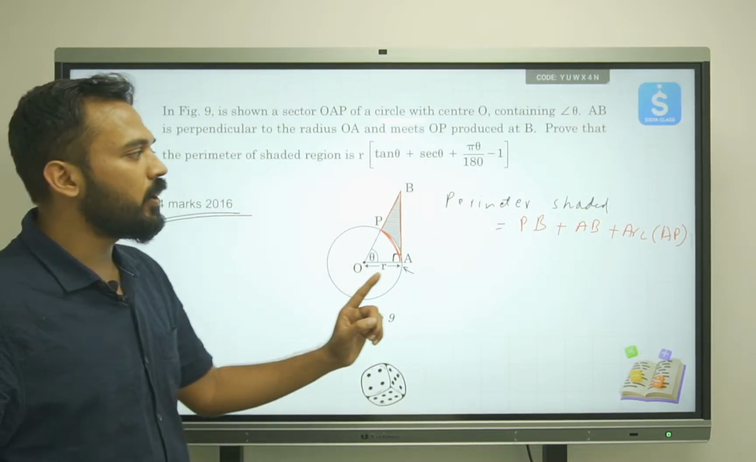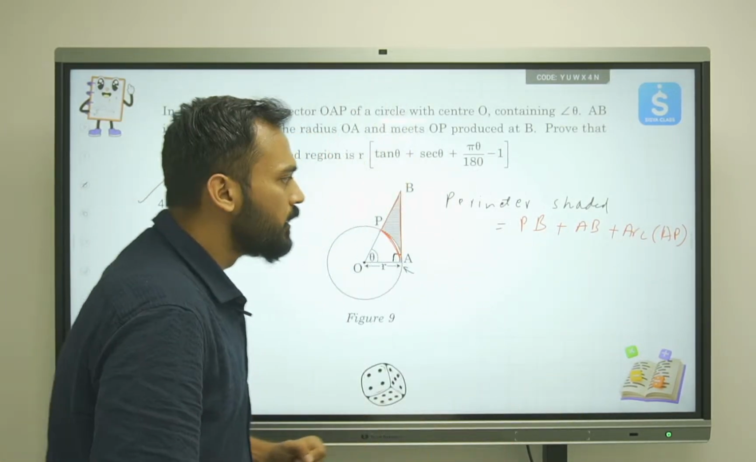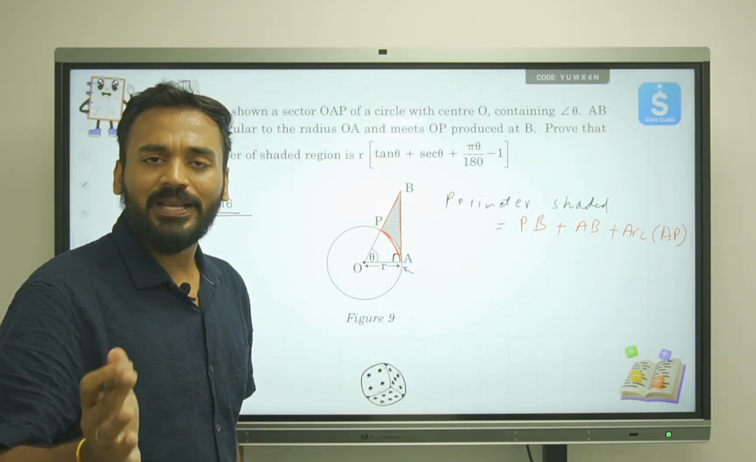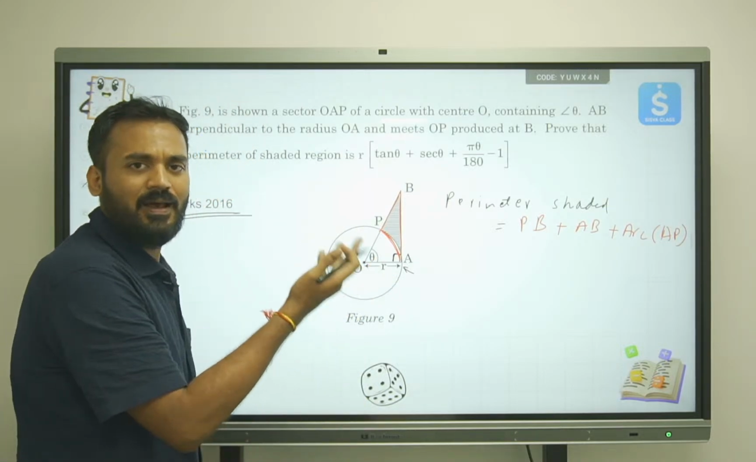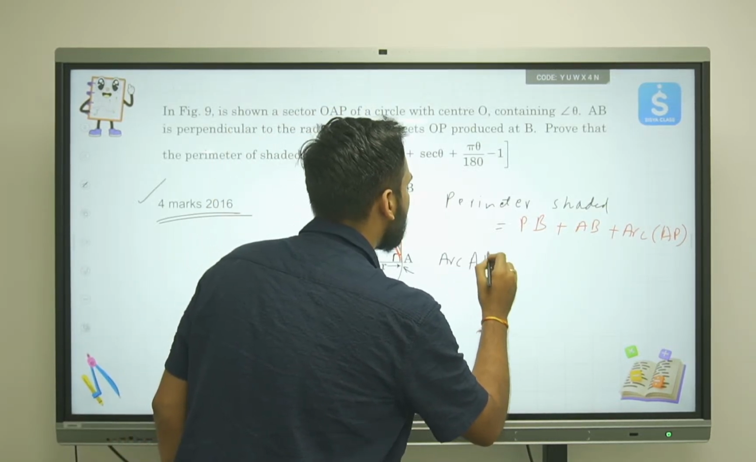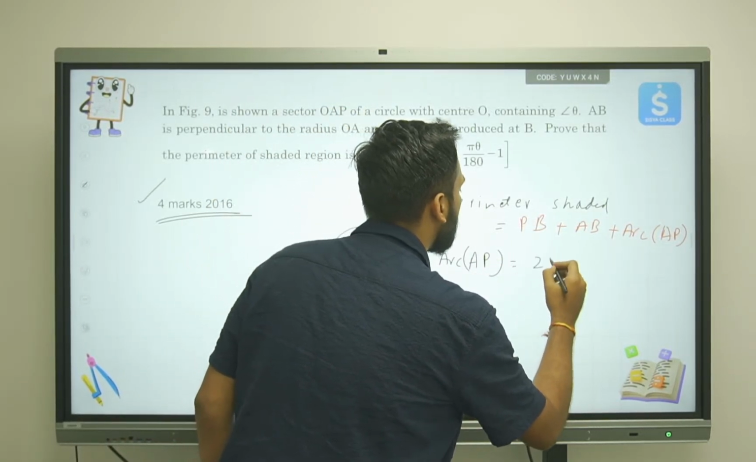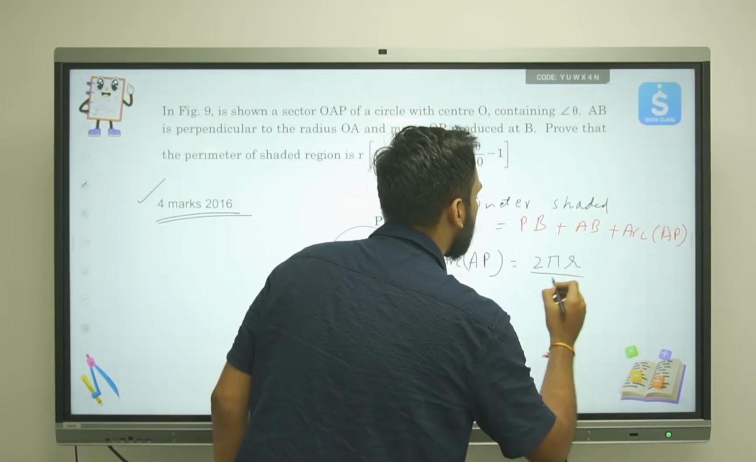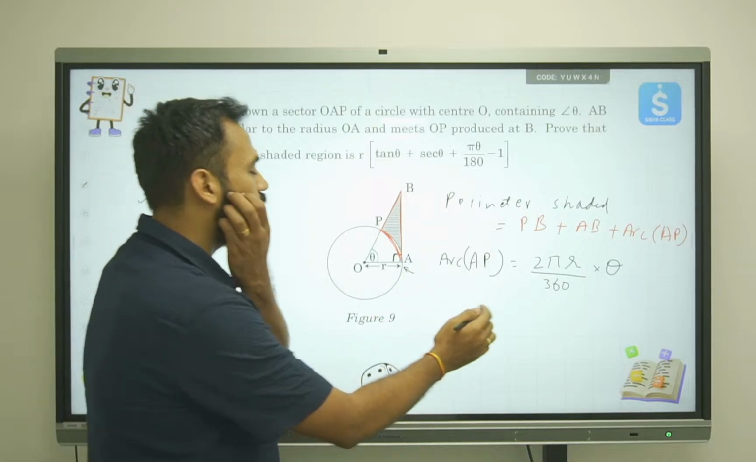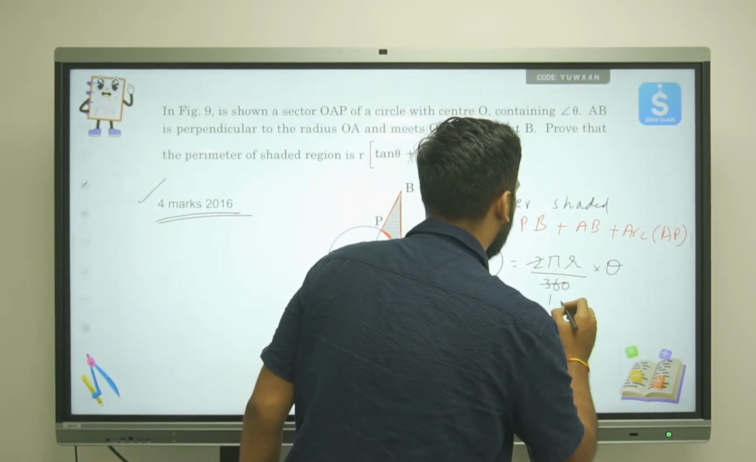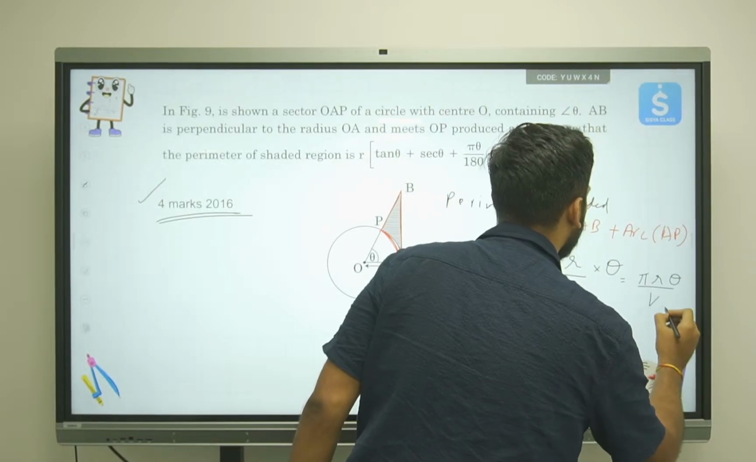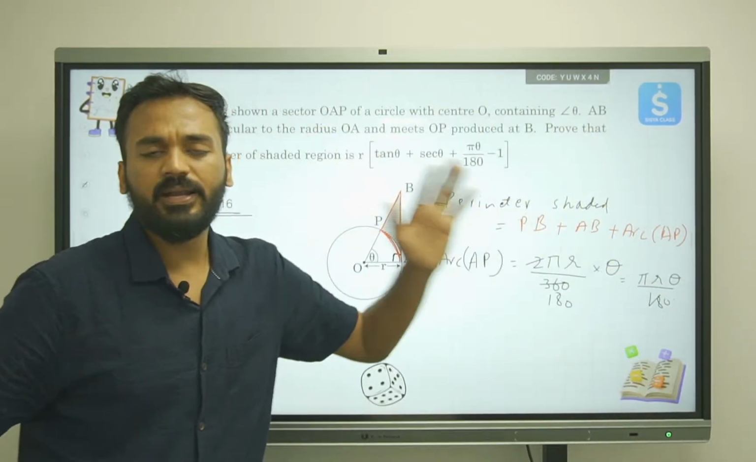Let's first find out the length of arc AP. So arc AP will directly use the formula 2 pi r multiplied by theta upon 360 degree. Theta is theta, will substitute over here. So length of arc AP comes out to be 2 pi r multiplied by theta divided by 360, which if you solve, you will get pi r theta upon 180. So this part, pi r theta upon 180, done.